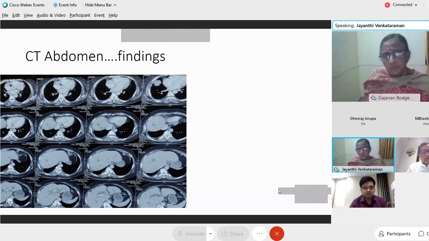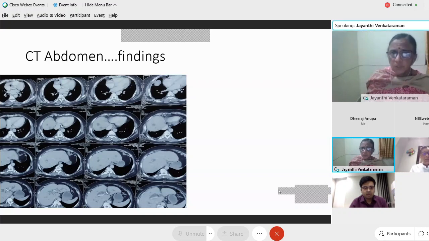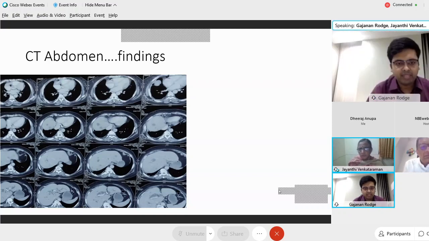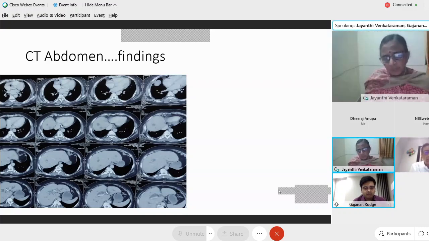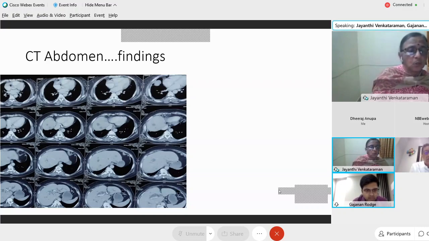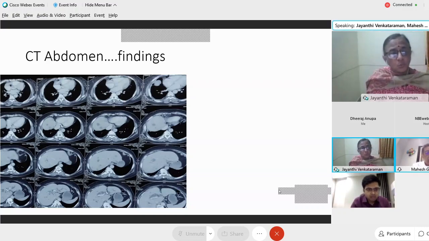What extra information do you get with the CT? In the CT, if there is any metastasis of the disease, then that additional information we can get. What else are you seeing here? Can you comment on some of the lower parts? Go to the lowermost ones. 1, 2, 3, 4. The bottom ones.